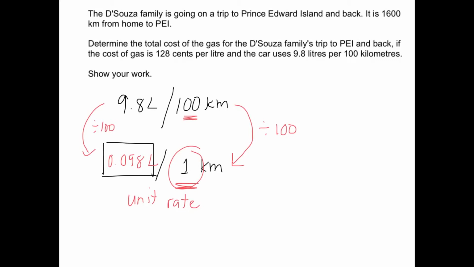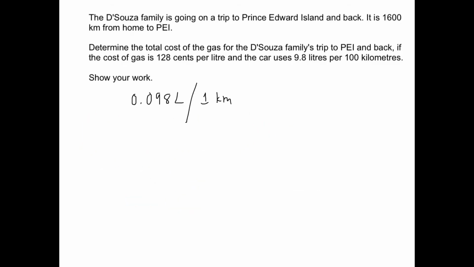To find the unit rate, what we actually did was we took the total number of liters of gas that the car uses and we divided it by the total number of kilometers traveled, which was 100. 9.8 divided by 100 is equal to 0.098. Well, now we know how many liters of gas the car uses for every 1 kilometer. How can we use this information to help us answer the question? Do you remember how many kilometers the D'Souza family travels? Well, we know that they travel 1,600 kilometers one way, and we figured out earlier that for 2 ways, there and back, they travel a total of 3,200 kilometers.